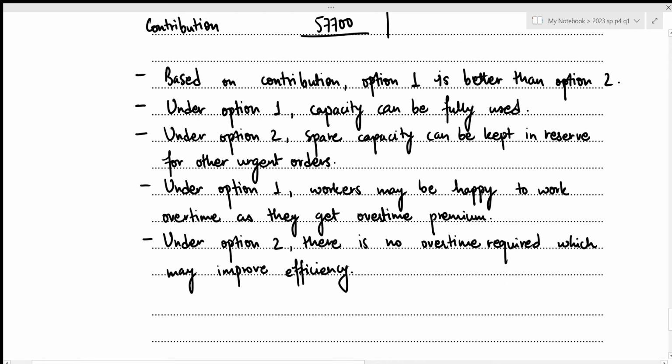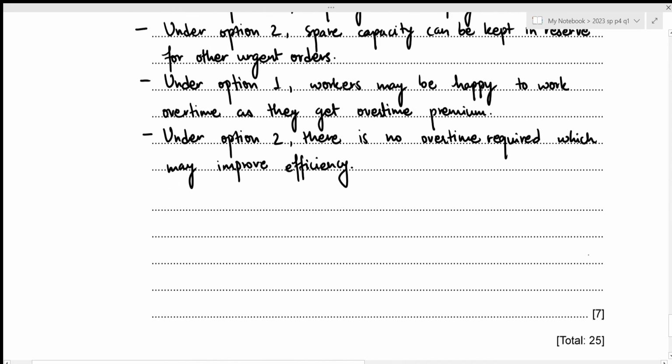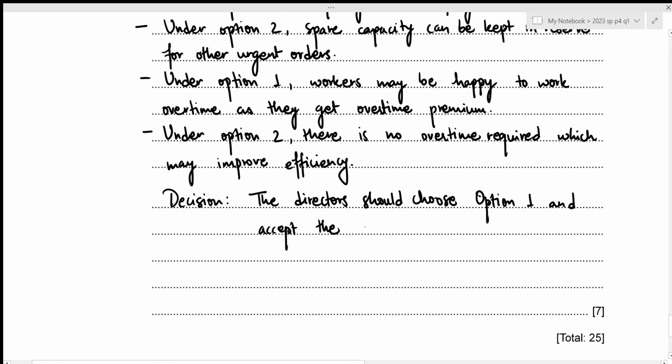Now, based on these factors, we need to make a decision and advise the directors which option they should choose. Personally, I will go with option 1 solely on the contribution, because the contribution is way higher as compared to option 2. Let's write down the decision clearly. The decision is that the directors should choose option 1 and accept the orders of A, B, and C.